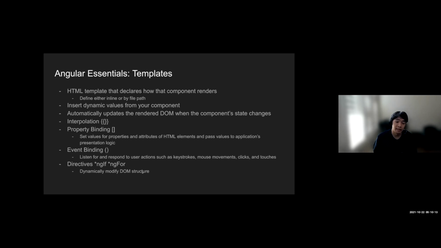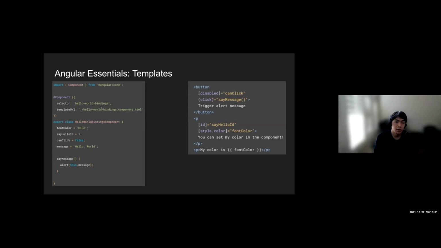Directives are also pretty neat in that you can use ngIf. Most of you have heard of if and for loops. You can use that in your HTML code and it will dynamically modify the DOM structure. It may seem abstract right now, but I'll definitely go over it. Some examples, if you want to look at interpolation: we have font color equal to the string blue. If you put this in your HTML code with two curly braces and the variable name, it'll display my color is blue.